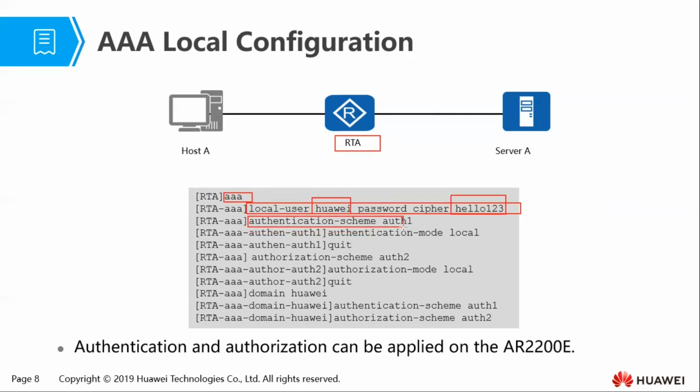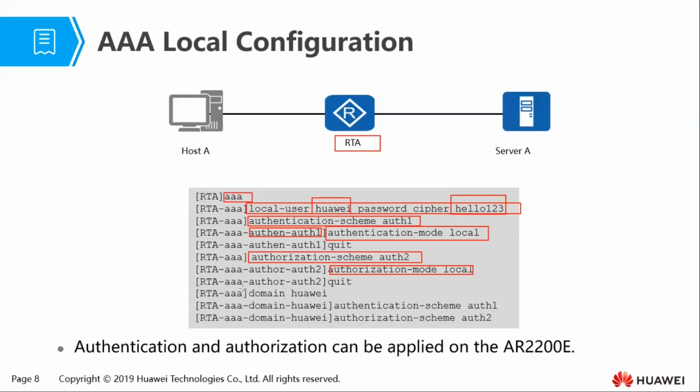After that, we specify an authentication. We create an authentication scheme using the command authentication-scheme auth1. Then it will get us into that auth1 view. Then we specify the authentication mode. We want to use local authentication. Then we quit. Then we go ahead and create an authorization scheme. This is authorization; the first one was authentication. We call it auth2. Then again, inside auth2, we specify the authorization mode. We want to do local authorization.